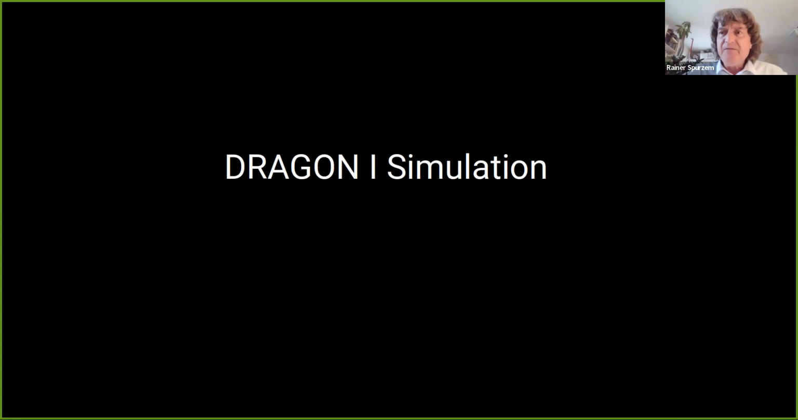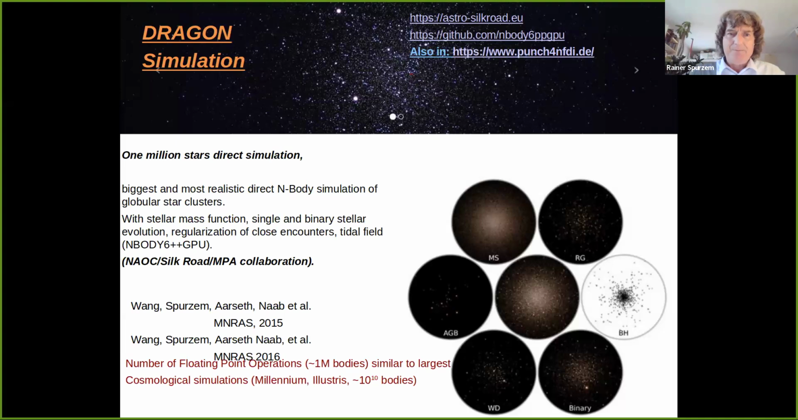It's 12 gigayears, which was before only done in the Monte Carlo simulation, not in direct n-body. And this is what we call the DRAGON-1 simulation, the long name kind of gave inspiration for this name. And there are the 2015, 2016 papers, which give the numerical things, the codes, details, and the astrophysical results. And for these DRAGON-1 simulations, the number of floating point operations needed is comparable to some of the largest cosmological simulations. It was a big challenge. Every simulation took many months on a big supercomputer with GPU acceleration, many nodes.